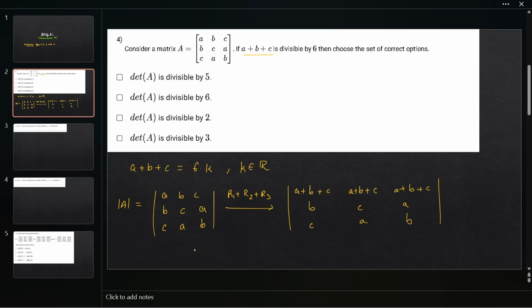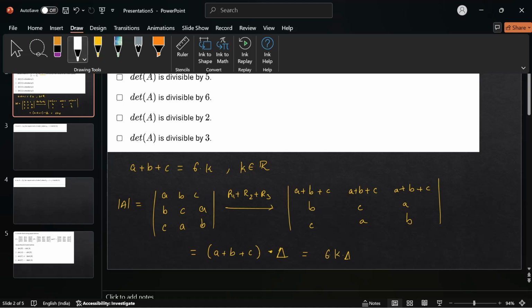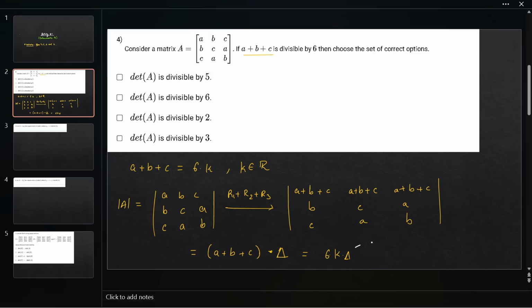Here if I take A plus B plus C common from row 1, I will get A plus B plus C times some determinant. I'm writing the value of the rest of the determinant as this delta. Here I can see that A plus B plus C was already divisible by 6, so this could be written as 6 times K times delta. So the conclusion that we have drawn from here is determinant of A is equal to 6 times some constant. That means determinant of A is divisible by 6.